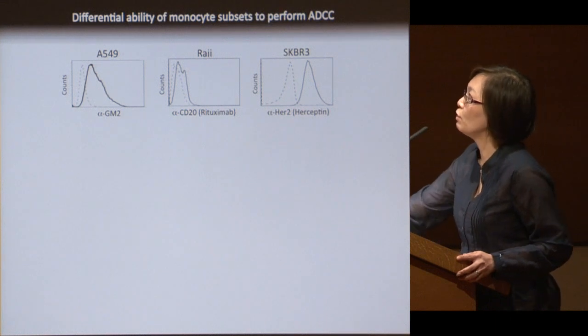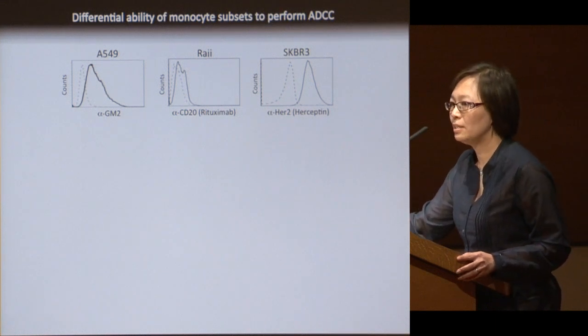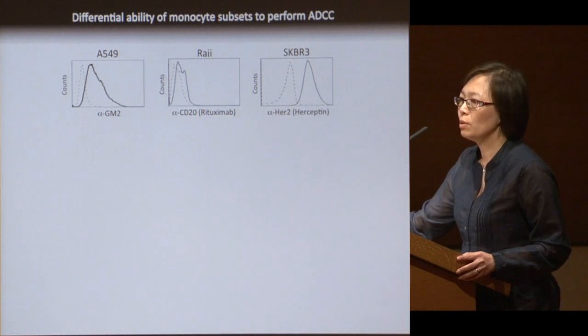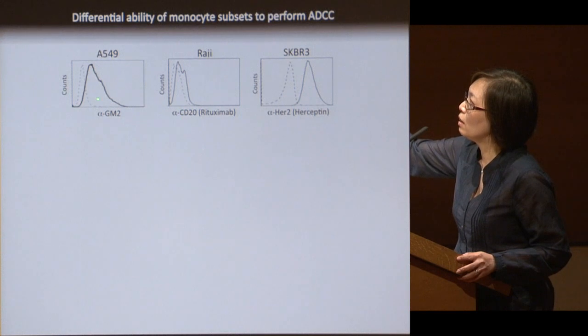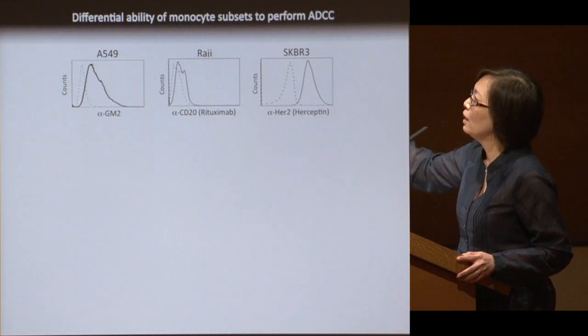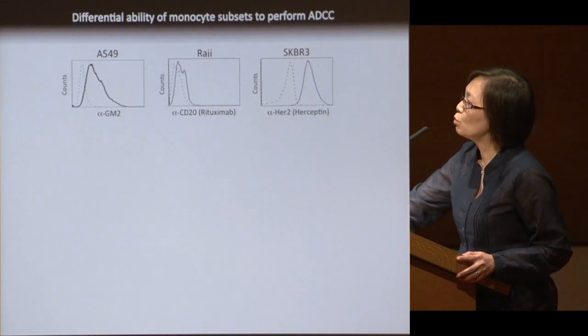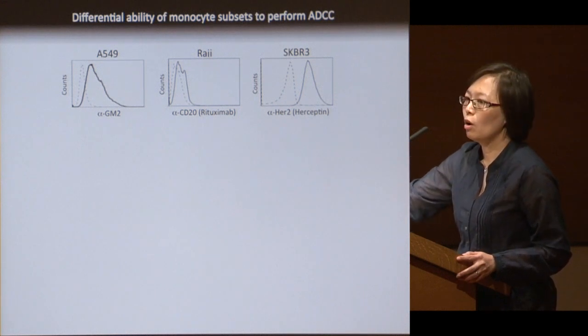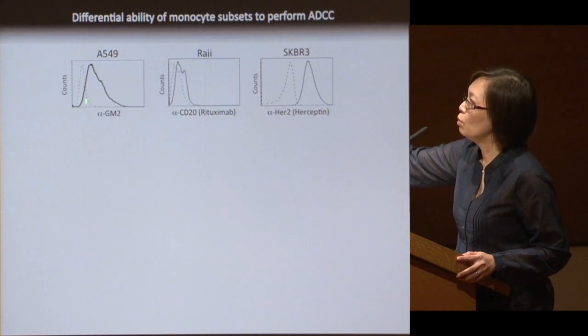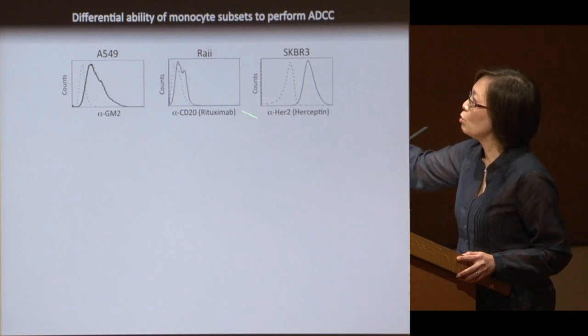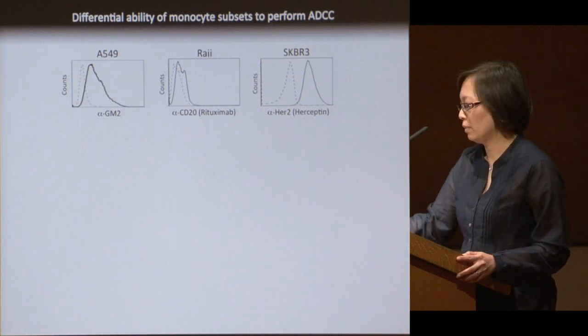So to further show if there's a differentiability of the monocyte subsets to perform ADCC, we use 3 different tumor cell lines as our model. In this case, we use a lung cancer cell line, Raji, a B lymphoma cell line, and a breast cancer cell line. And the antibody we have used to coat the cells is either chimeric or already in therapeutic use in the clinic. So such as GM2, which is a chimeric antibody binding to GM2 on A549, rituximab for Raji, and Herceptin for the breast cancer cell line.